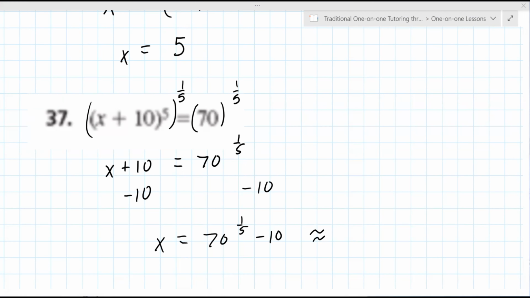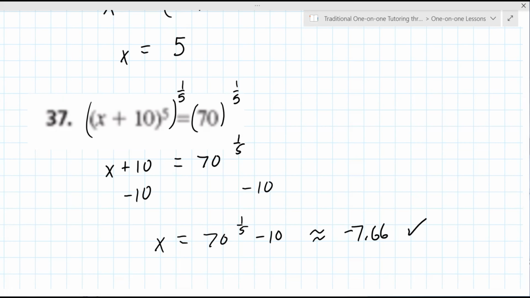Let me write this. Plugging this into the calculator will actually give you an answer. They're both correct, but if you have a calculator and it says to round, you're going to do that. But if it just says to give the answer without a calculator, what we just wrote is correct. I got negative 7.66. That's correct.